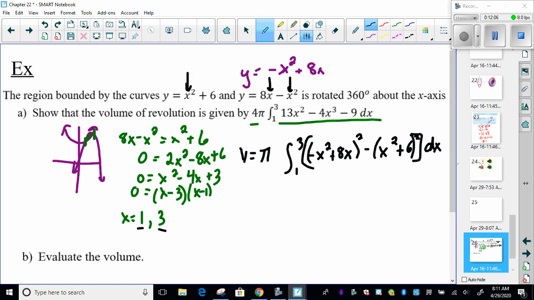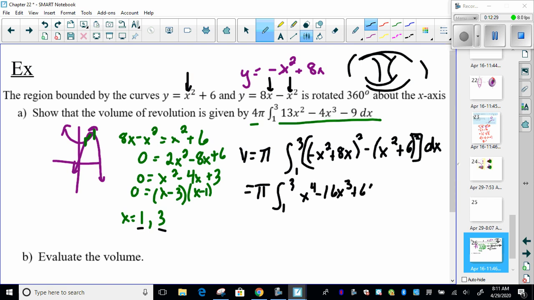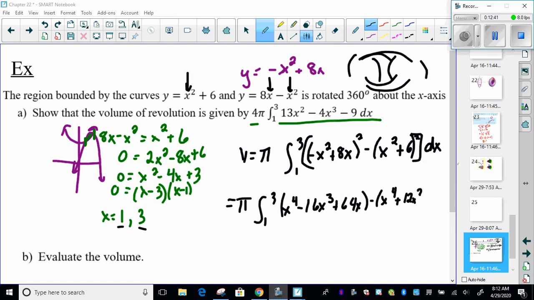Okay, so now, continuing on, this is equivalent. It's a show that problem, so you've got to show your work. Integral from 1 to 3. I've got to square this, so it's (negative x squared plus 8x) times (negative x squared plus 8x). You're expanding, so you get x to the 4th minus 16x cubed plus 64x squared. And then when you square this, again, you do both of those pieces. So we're subtracting, and then this is x to the 4th plus 12x squared plus 36, dx.